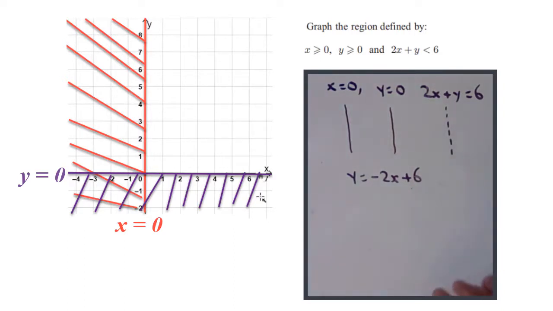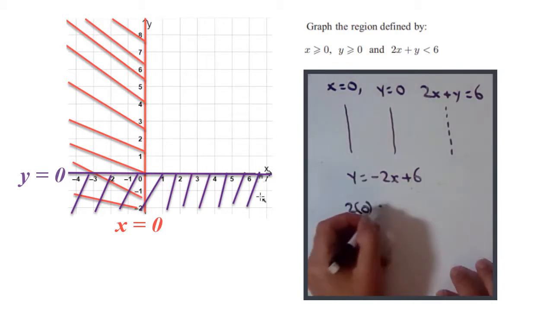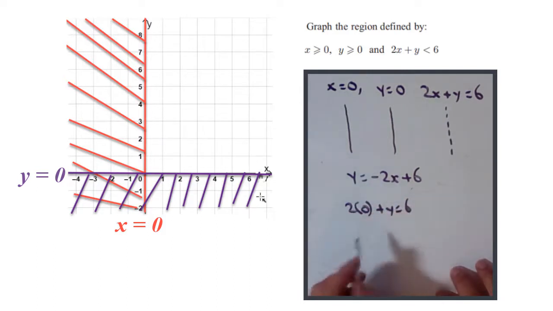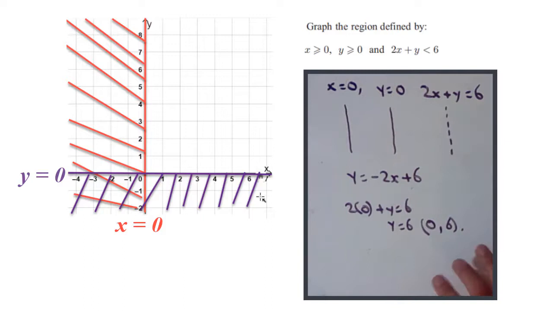Your other option would be to think, well, if x was 0, what would y be? If y was 0, what would x be? You could say, if x was 0, then 2 times 0 plus y equals 6. So that would be 0 plus y equals 6, so y equals 6, which means that when x is 0, y is 6. That is a point on the line.